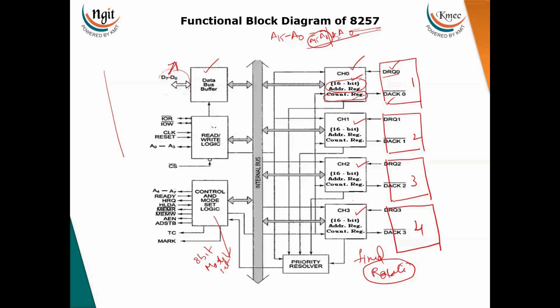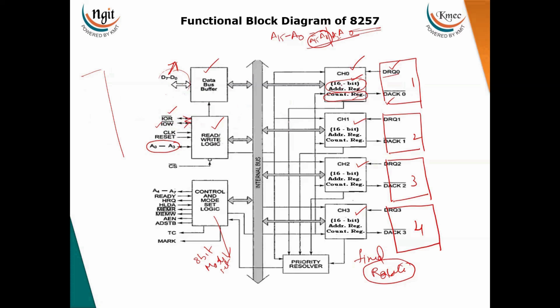And coming to the read write logic. Here IO read, IO write, clock, reset, and A0 to A3 address lines. If you see, IO read is bidirectional and IO write is also bidirectional. Why bidirectional? Whenever the microprocessor wants to write the data and read the data, at that time the processor will send the IO read and IO write signals to this DMA.